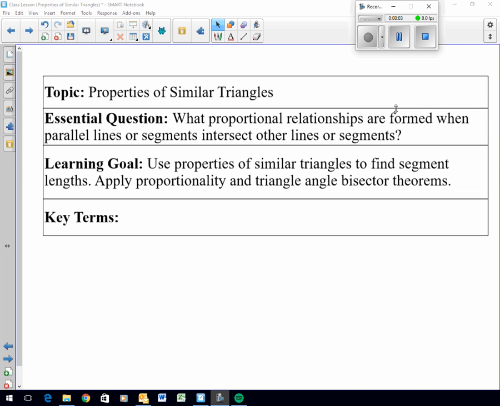Today we've got properties of similar triangles. What proportional relationships are formed when parallel lines or segments intersect other lines or segments? We're trying to do this today: use properties of similar triangles to find segment lengths and apply the triangle proportionality and triangle angle bisector theorems. Okay?